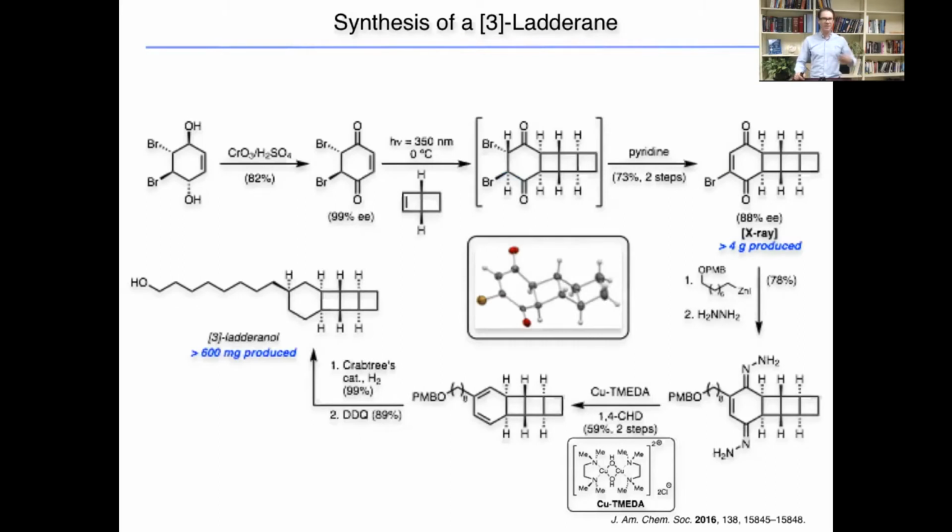We can also make the acid. We could also make the alcohol in the 5 laterane synthesis. And again, same thing goes for this. We've made multiple grams of this. We can essentially make as much as we would want in our lab and as much as we've needed in order to do some of the follow-up studies.